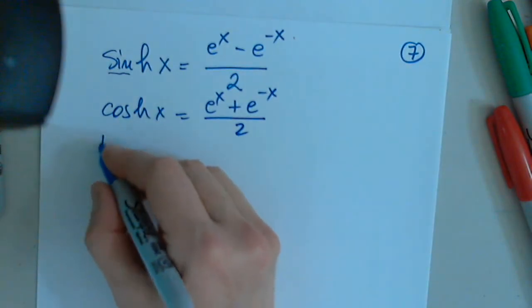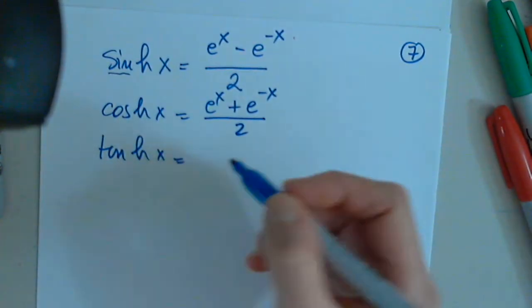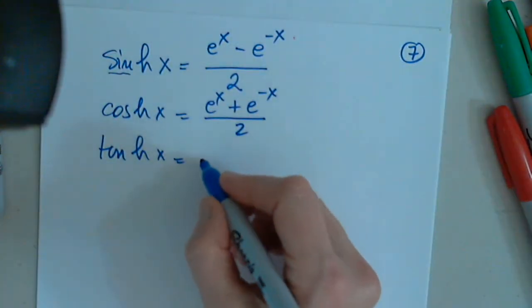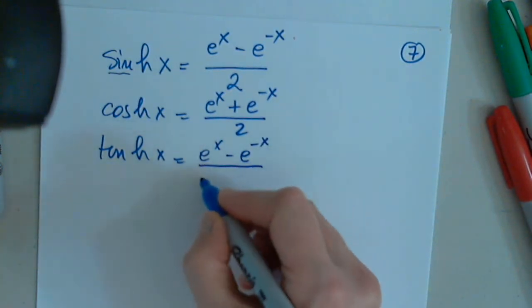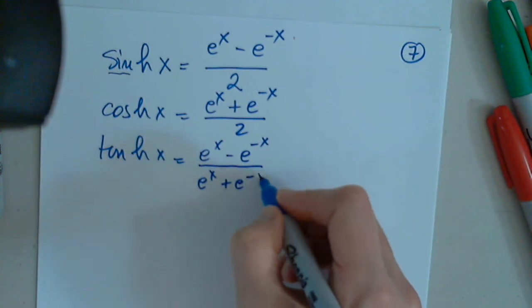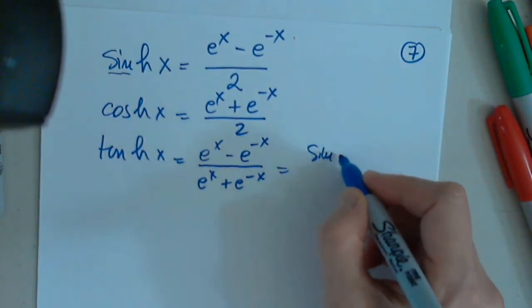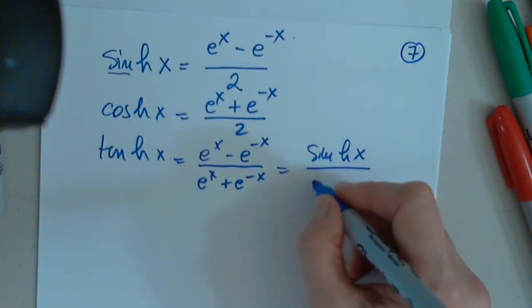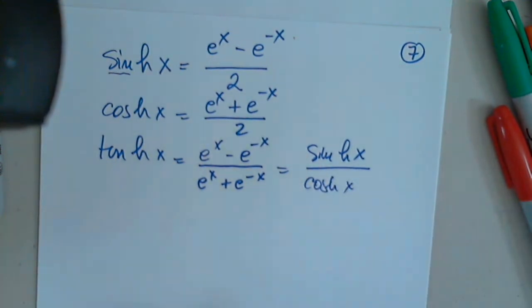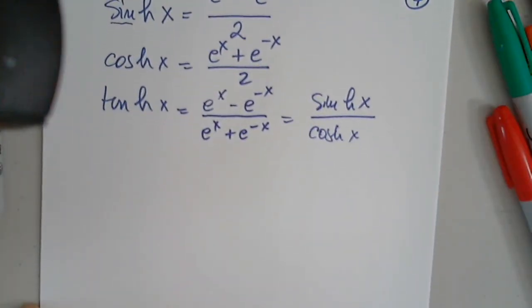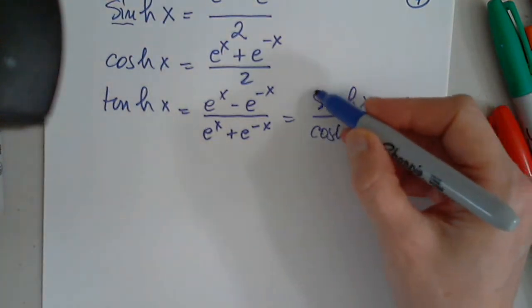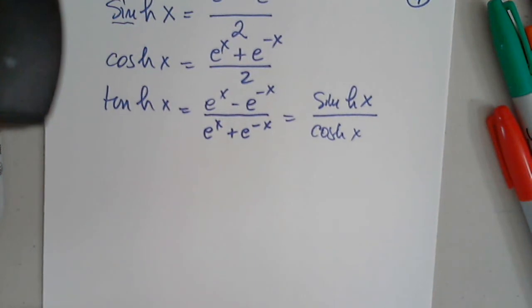Hyperbolic tangent is the same thing, but it's the ratio of these two. So it's e to the x minus e to negative x over e to the x plus e to negative x. Of course, hyperbolic sine divided by hyperbolic cosine. The answer is they kind of behave like trig functions. That's why the sine and the cosine in the name.